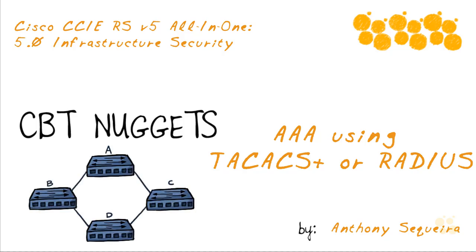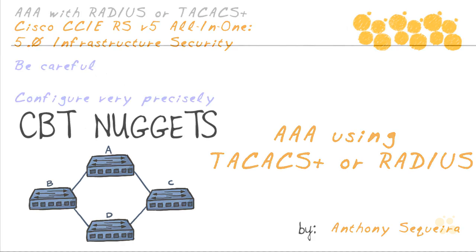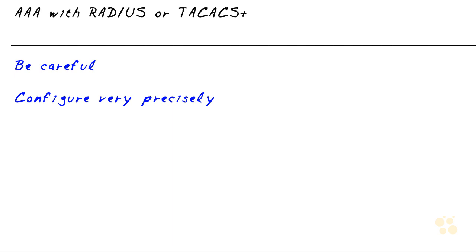In this nugget, let's continue our work with AAA, but this time let's do a scalable AAA implementation. Let's have a TACACS Plus server or a Radius server out there on the network that contains all of the user account information for all of our engineers and end users, everybody in the organization, and let's leverage that with AAA. Now again, this is where we're going to want to be very careful, very precise in our lab exam.